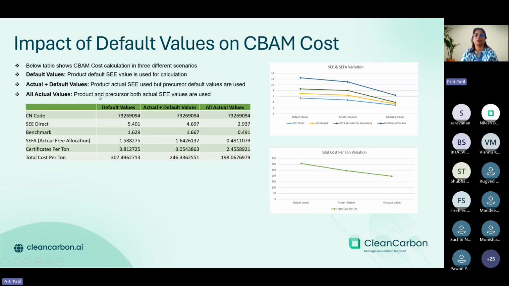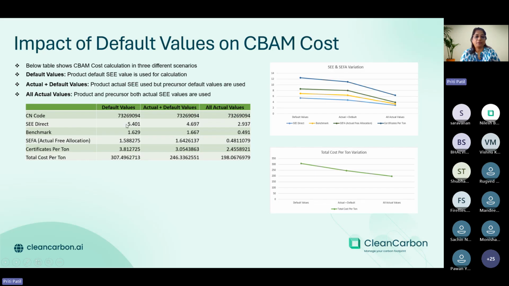So you have got your own product's SE data, as well as your supplier has also calculated their SE values. They have got it verified and they have shared that data with you. That is the third scenario. So the third column values are for the third scenario. So here, first, this product has CN code 73269094. Okay, all this is for the same product.